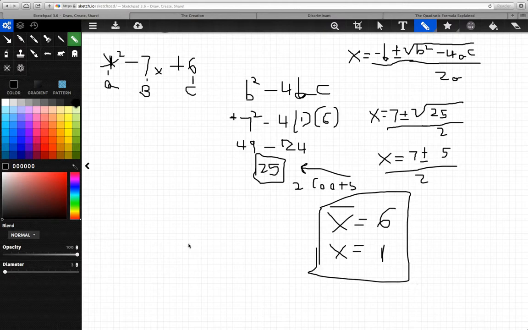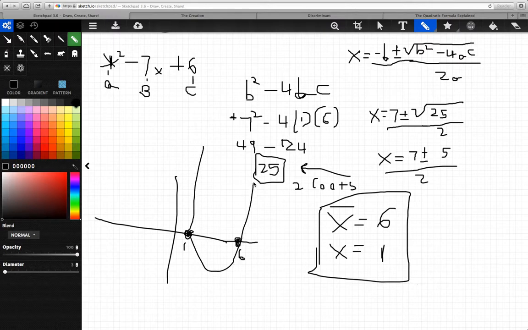Okay, so now if we want, we can go to a graph, and we're going to know where the x-intercepts are on the graph. So let's just plot 2 points here. Just say that this is 1 and this is 6. And we can find the x values on the graph using the zeros we just found using the quadratic formula.